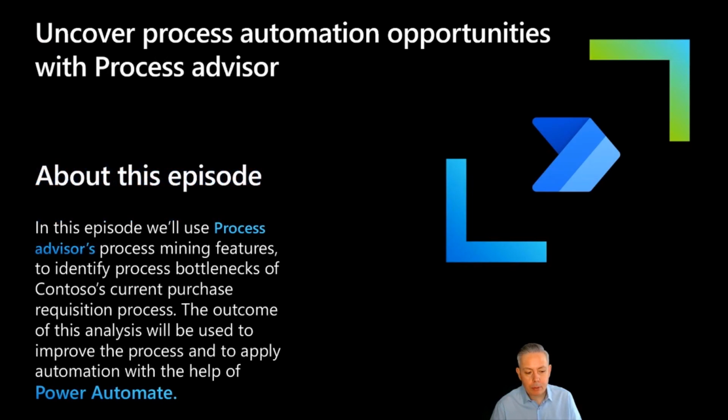In the second episode, we will use Process Advisor's process mining features to identify business process bottlenecks of Contoso's current purchase requisition process. So the outcome of this analysis will be used to improve the process and to apply potentially automation with the help of Power Automate. So let's start with the Process Advisor overview.